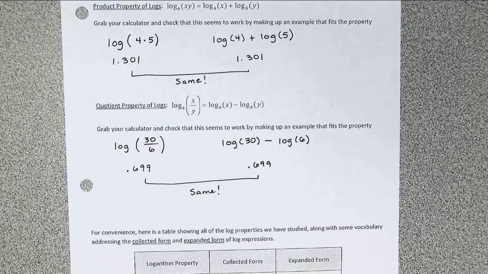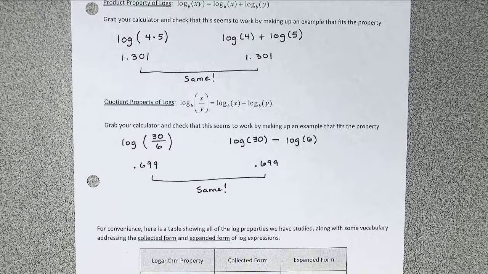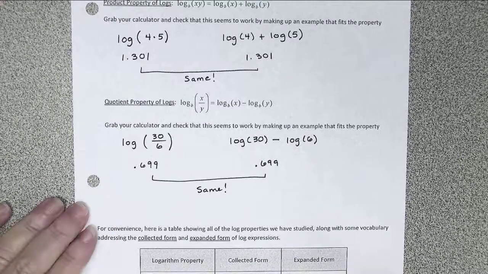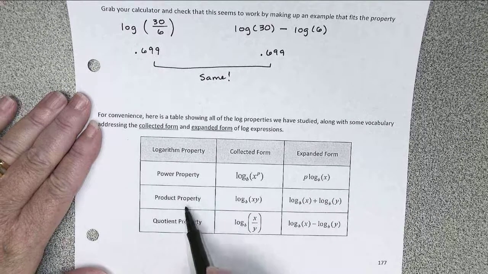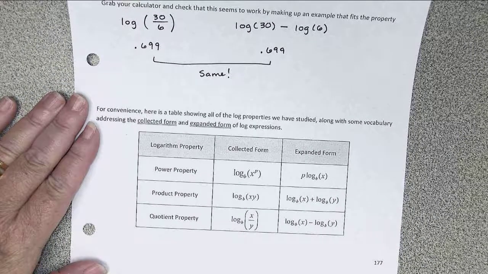So although it doesn't really prove for all values, it shows you, at least by example, that our product and quotient properties seem to hold true. Okay. Just for our convenience, here's a list of all three of our properties in this little chart. Power, product, and quotient properties, all listed out.